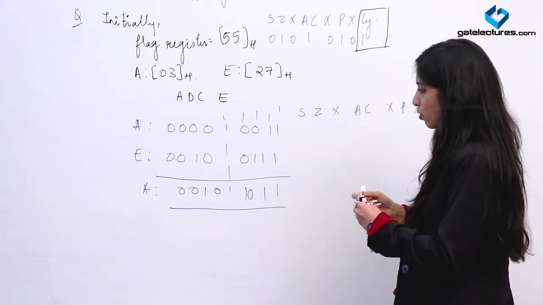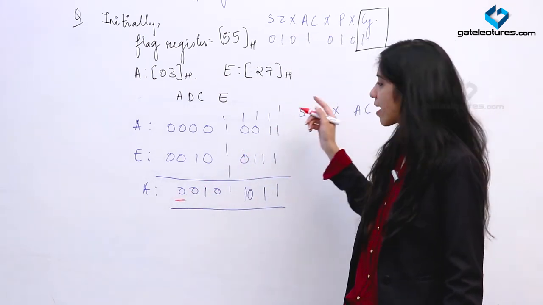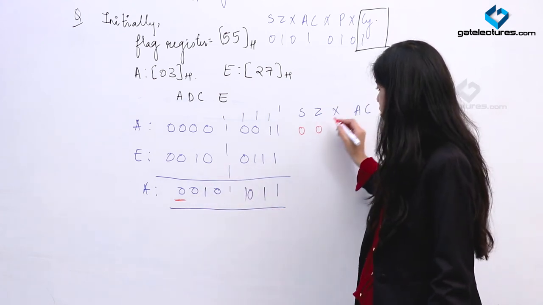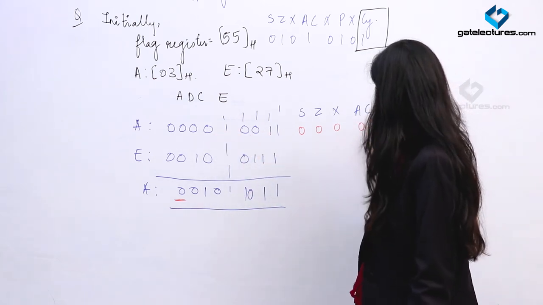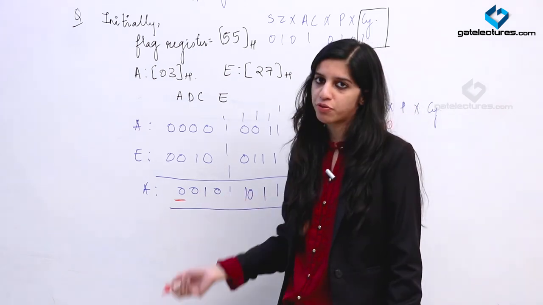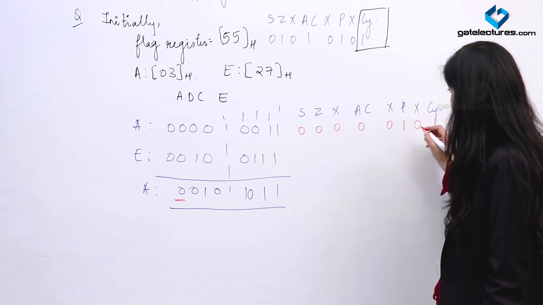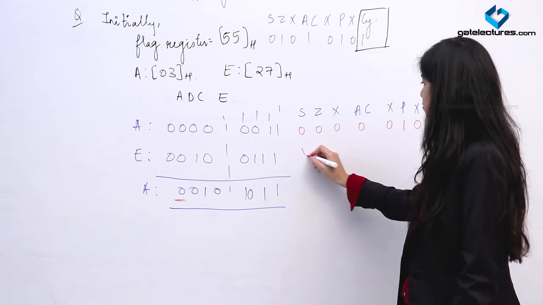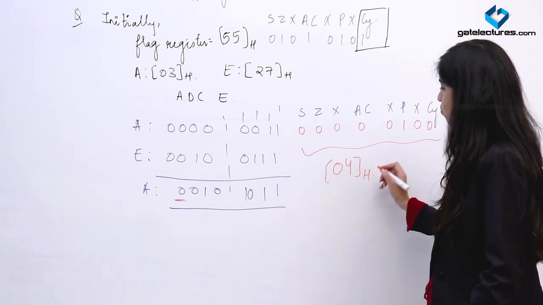S, Z, X, AC, X, P, X, CY. Just going to look. MSB of the result is 0, so the sign flag is going to be 0. The result is not 0, so zero flag is 0. Don't care, we're considering 0. Auxiliary carry was not present, so this is also 0. Again, don't care. Now see, number of 1s, 1, 2, 3, 4, which is even. So parity flag is going to be 1. This is again, don't care, 0. And there was no carry present, so this is going to be 0. So finally, what is going to be the content of flag register? 04H. So this is what they are asking.